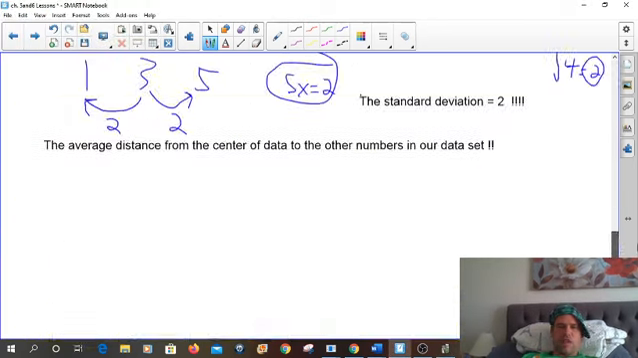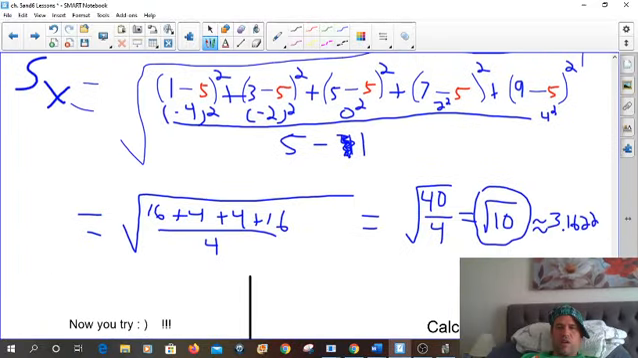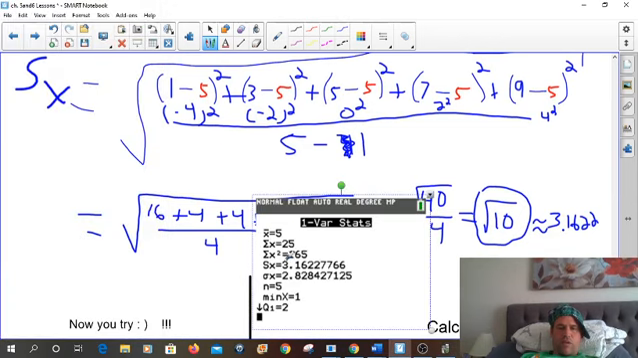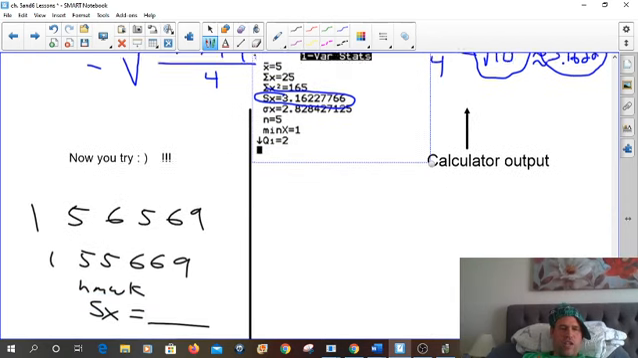Give me 1 second. There we go. Show you with our graphing calculator. Bam. So again, it's 3.16227. So use your graphing calculator to help you on the homework. We'll have you do a couple standard deviation problems, just 2 from the video and probably 2 for homework. Now you try. So give it a try.